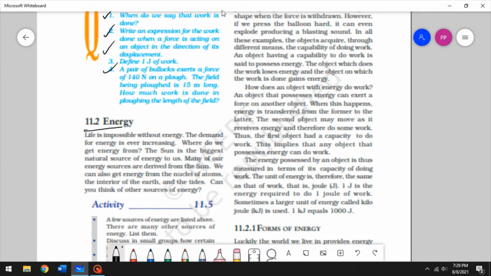And let's talk about energy. We finished talking about work. Now we'll start talking about energy. Energy is required for everything. Life is impossible without energy. The demand for energy is always increasing. So where do we get the energy from? The sun is the biggest natural source of energy to us. Its energy is never going to deplete, not in a very, very long time. Many of our energy sources are derived from the sun. Very few are derived directly from the sun through solar energy. I'm going ahead of myself right now, but I want to make it clear that when they say derived from the sun, they mean directly and indirectly.